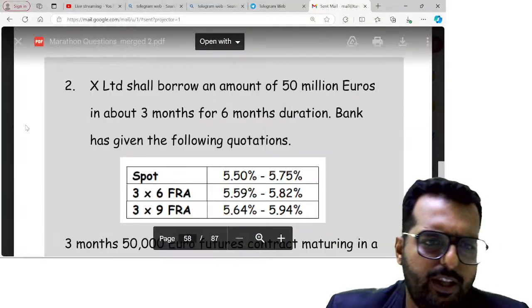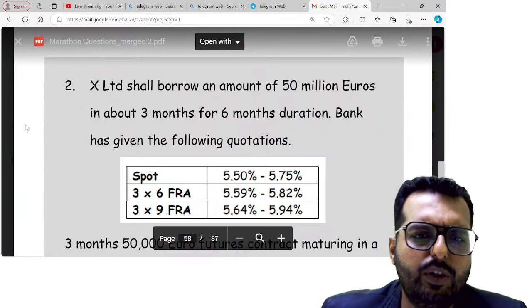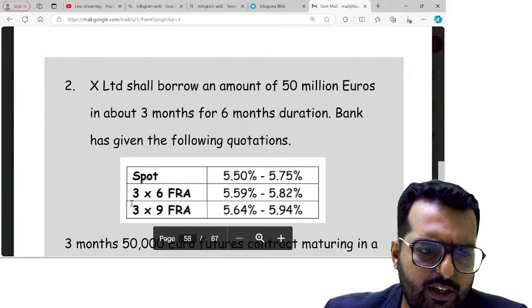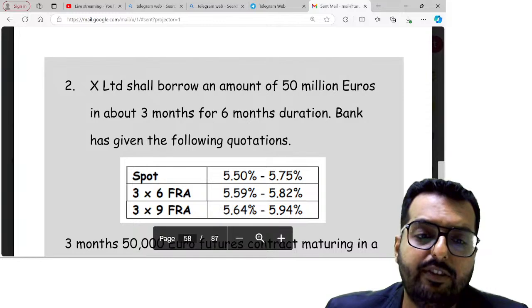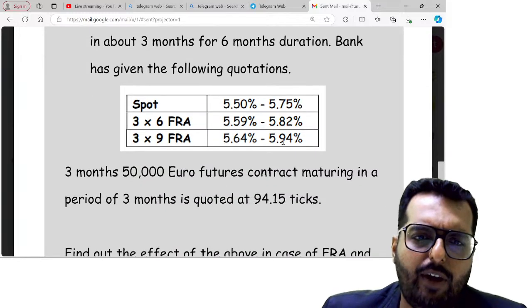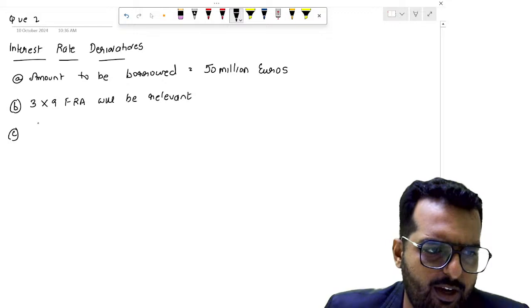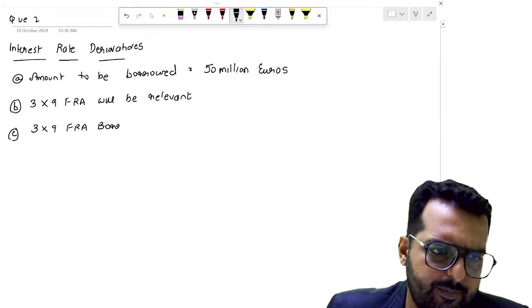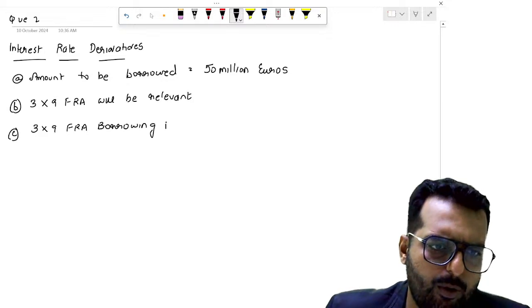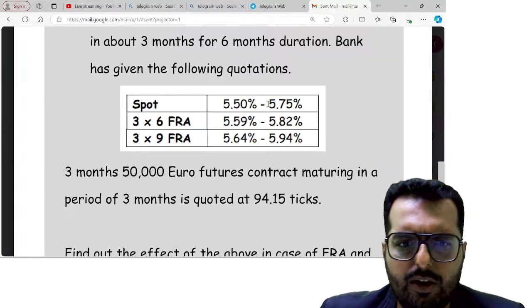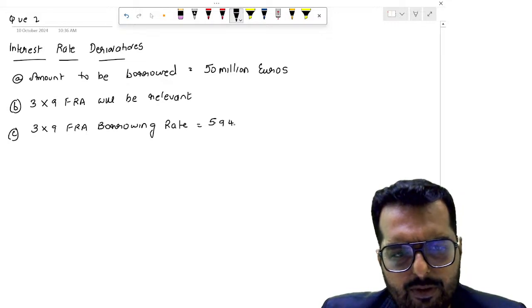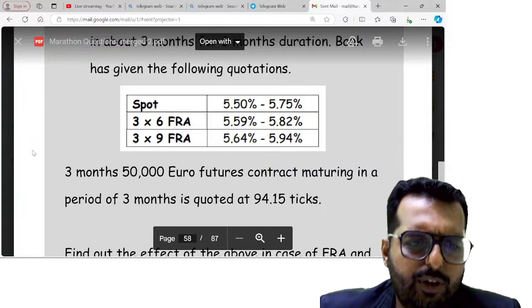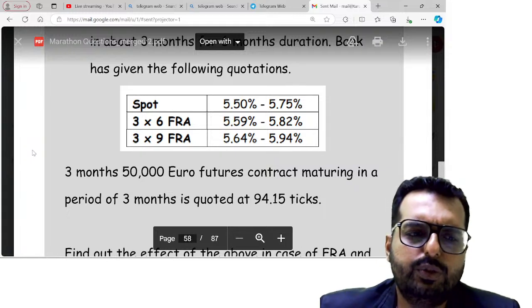Okay, point number C. Then they have given you the quote. They are borrowing 3 into 9. So down if you see 3 into 9, 5.64 is the deposit rate, 5.94 is the borrowing rate. So I'll write down 3 into 9 FRA borrowing rate will turn out to be how much, friends? It will turn out to be 5.94 percentage.